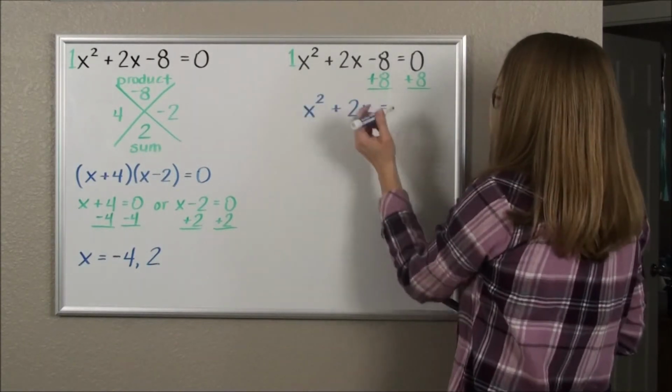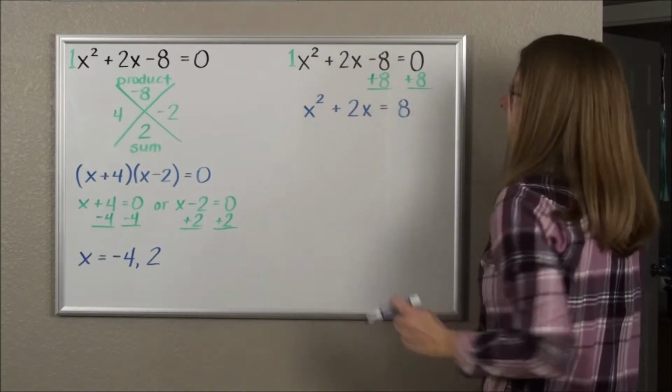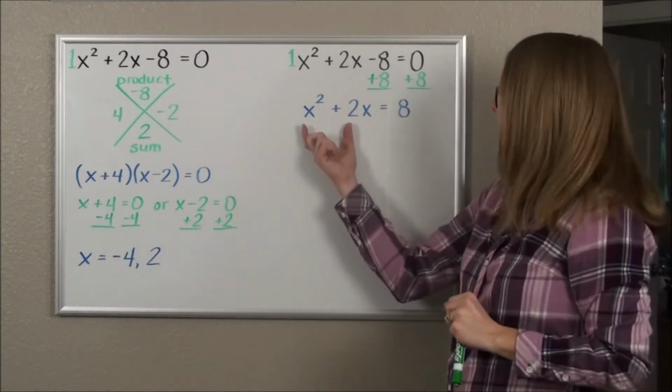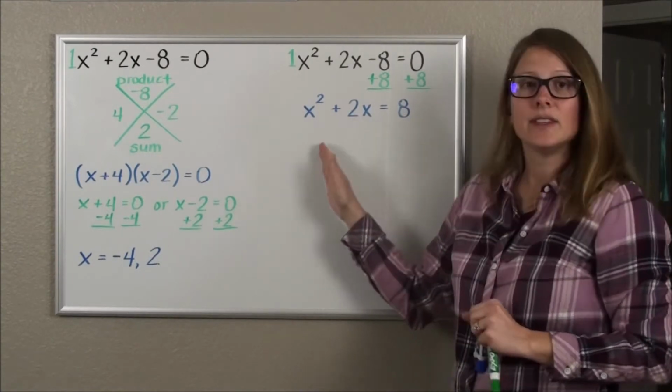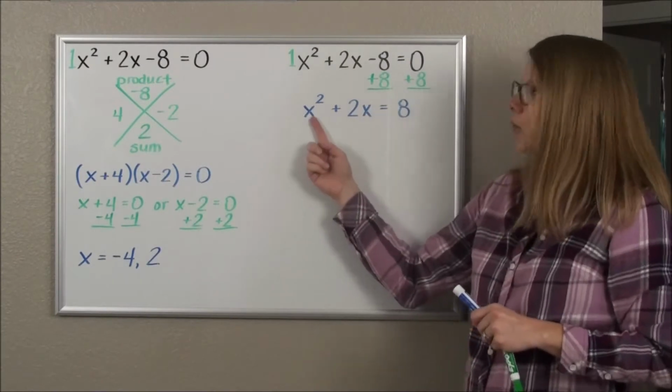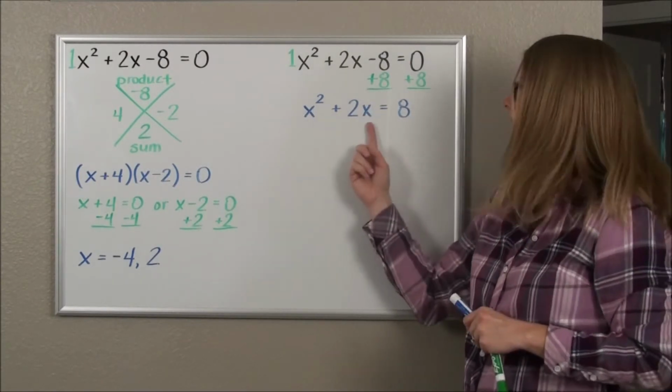On the left with x squared plus 2x. On the right we have 8. So now I have letters on the left, number on the right, and this is the point where I complete the square. Notice on the left side, one of these terms is a perfect square, the other is not.